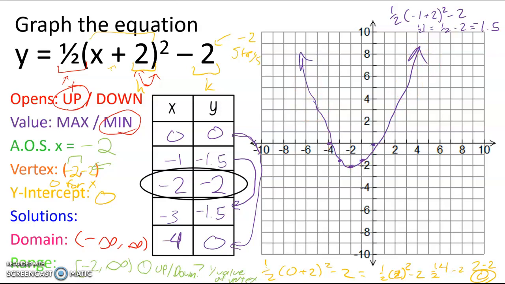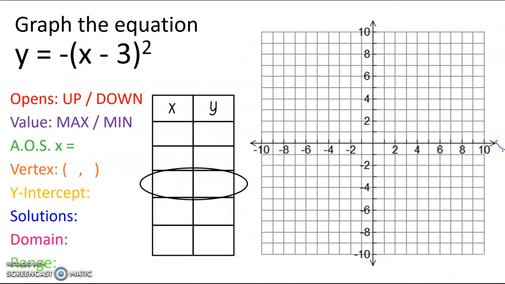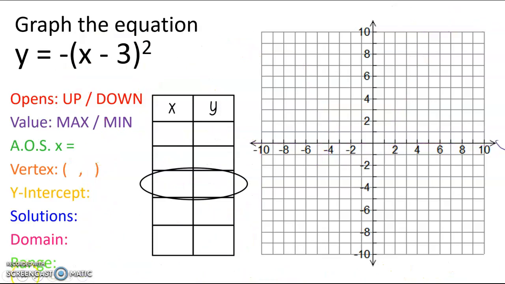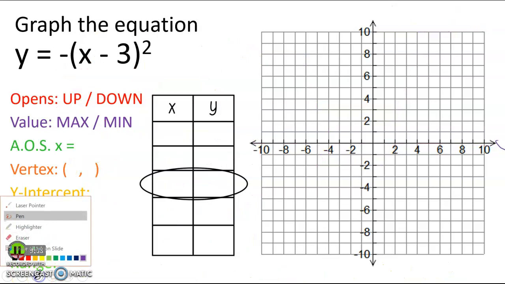And then the last thing that I need to look for are the solutions on the graph. And again, when I'm looking for that, I'm looking for the x-intercepts. Anything that crosses this horizontal line right here. And if I look, I have a crossing at negative 4 and at 0. So my solutions are going to be negative 4 and 0. All right. Okay, so that one is filled out. Let us fill out this next one here, okay?